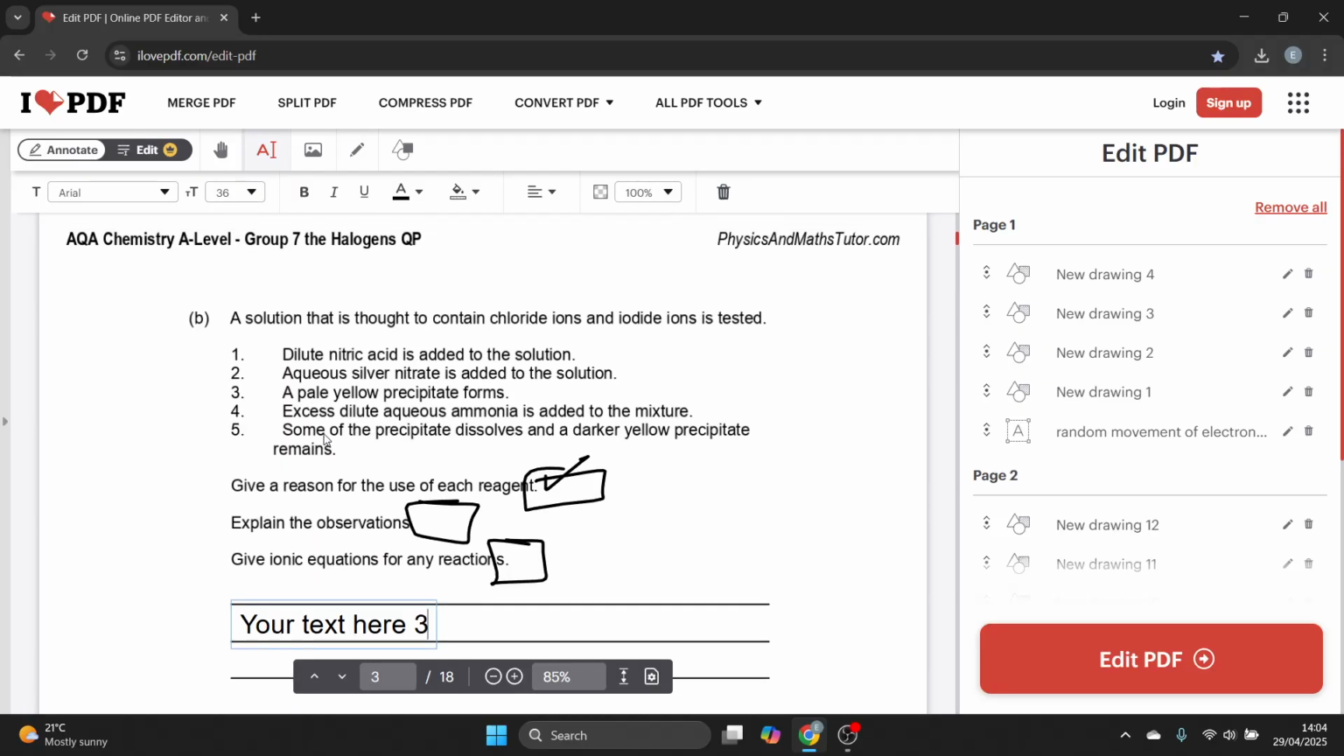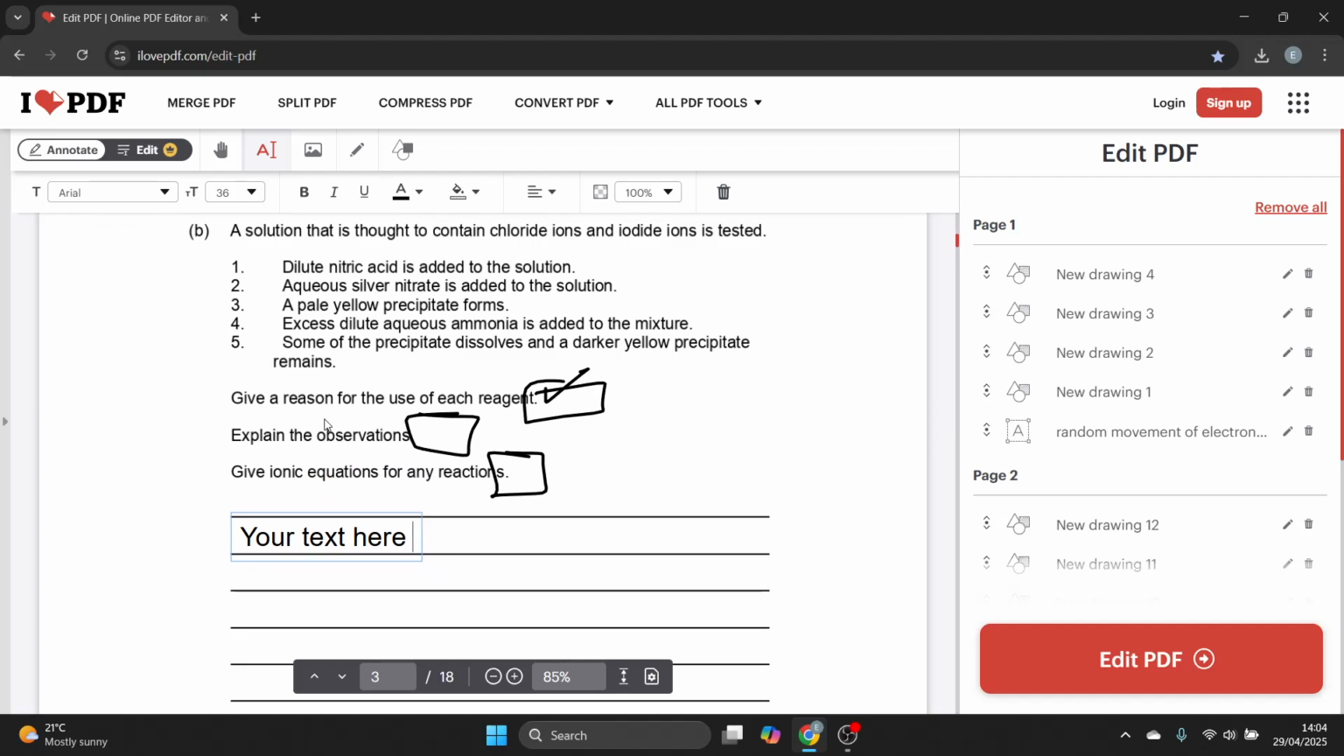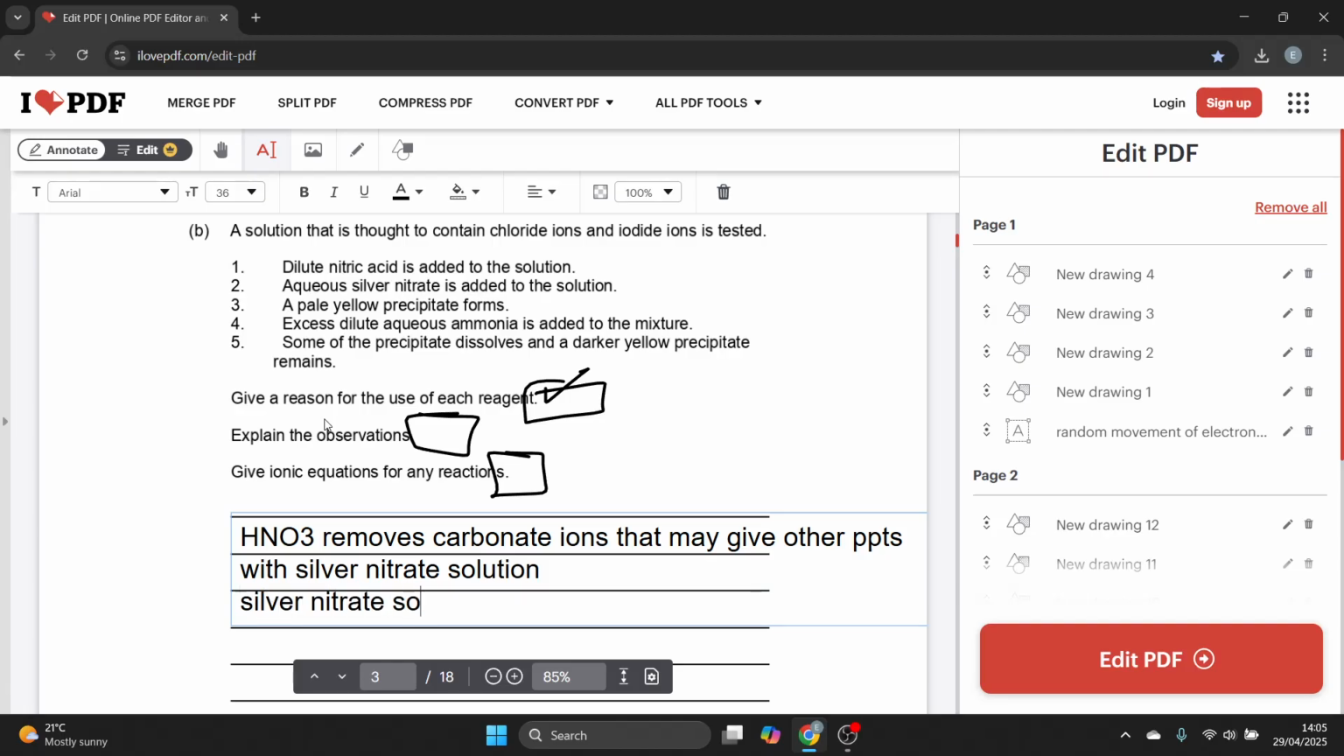So why is dilute nitric acid added? Well, HNO3 removes carbonate ions that may give other precipitates with silver nitrate solution. Silver nitrate solution produces precipitates with chloride, iodide, with halide ions.